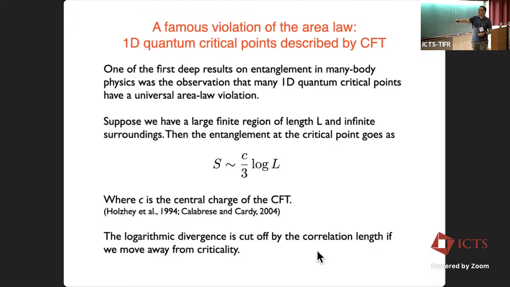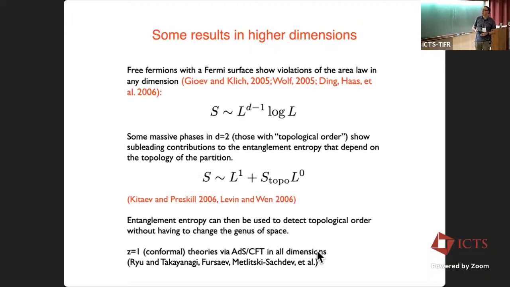maybe the most important single number to characterize the field theory that describes this critical point. And if we move away from criticality, then as you might guess, this L gets cut off by the correlation length of the system, essentially. So there's very universal behavior for that kind of quantum critical point. Trying to find similar universal behavior for other but still tractable quantum critical points is the other thing I want to say with two examples.